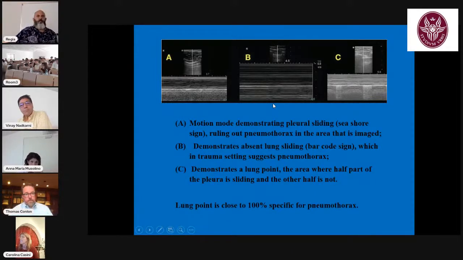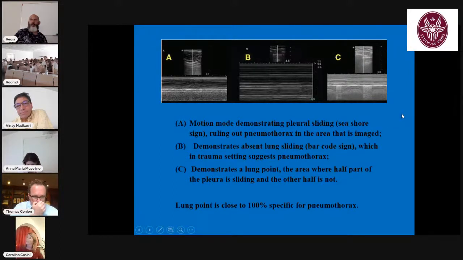because we can see the typical barcode sign. You see, it seems like a barcode, and this is the finding that we have a pneumothorax. Also, with the M mode, motion mode, in figure C, we can see the lung point, which is the area where half of the pleura is sliding and the other half is not.